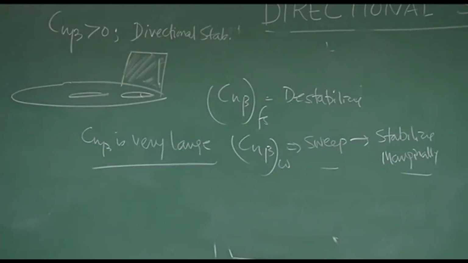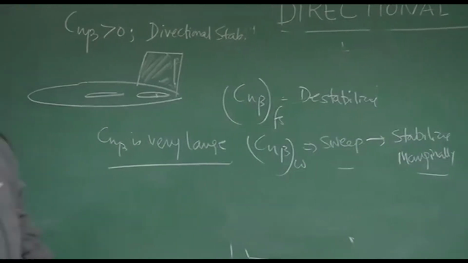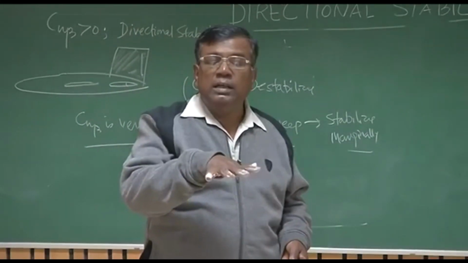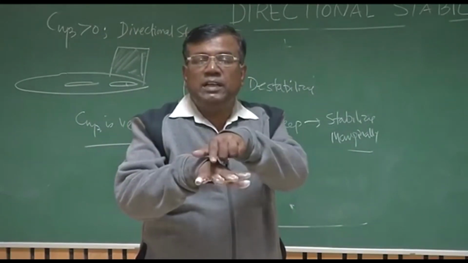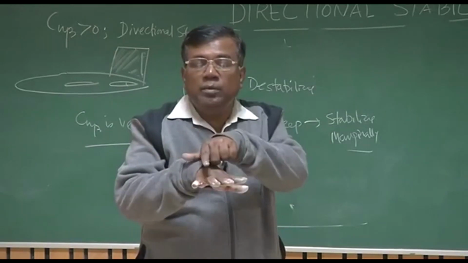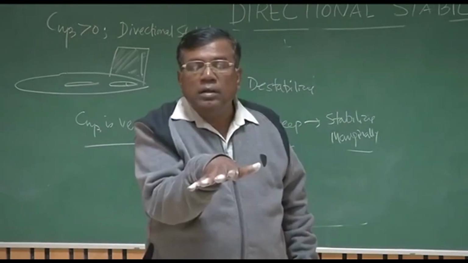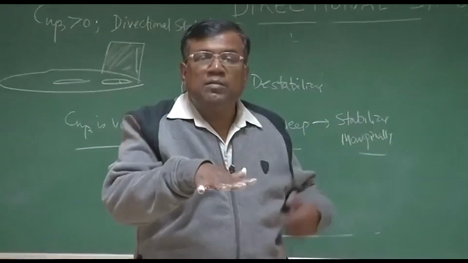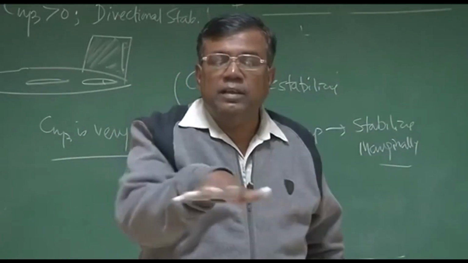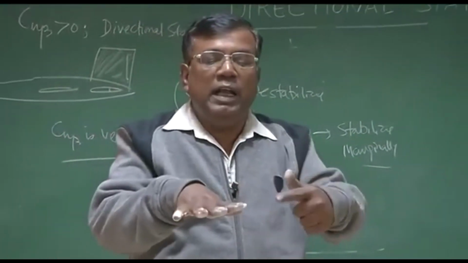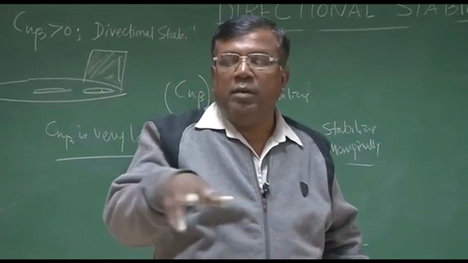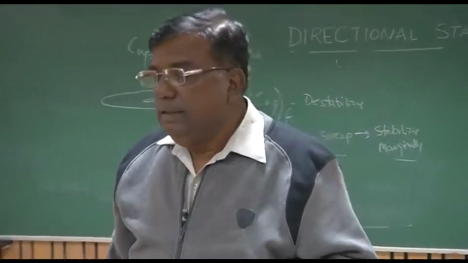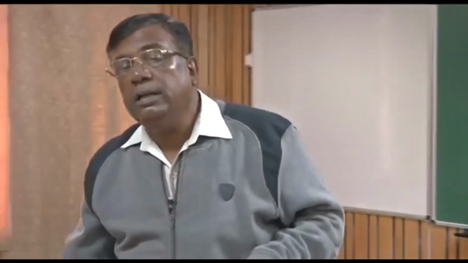If Cn beta is very large, what will happen? Physically, if I am flying a machine and Cn beta is very large, it means that the moment there is a beta disturbance, that is, if there is a crosswind coming, it will have an initial tendency to nullify this crosswind effect. So if Cn beta is very, very large, the airplane will become highly sensitive to crosswind. If wind is coming like this, it will turn like this. If it is coming from the right, it turns like this. So the airplane will become highly sensitive to crosswind. That's not a good design.